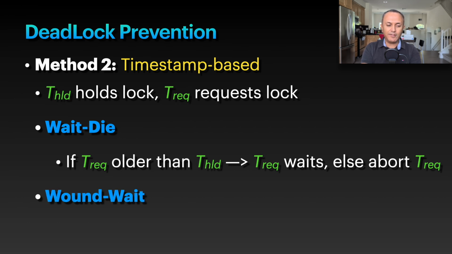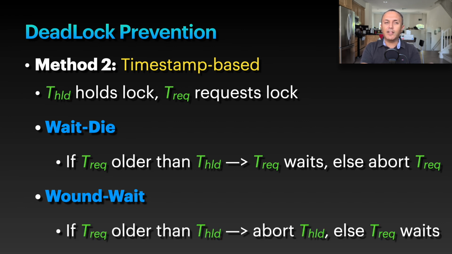The same thing applies to the other variant of this, which is called wound-wait. The names are a little weird, I know, but that's what they're called in the literature. So here it's kind of the opposite. If the requesting transaction is older than the one that has the lock, we're going to abort the one that has the lock. Otherwise, the requesting one is going to wait.